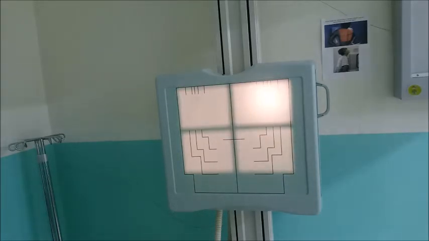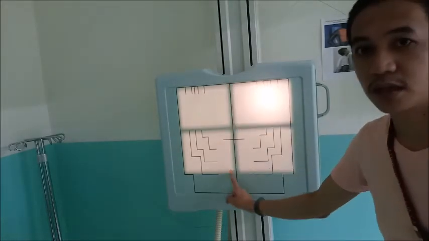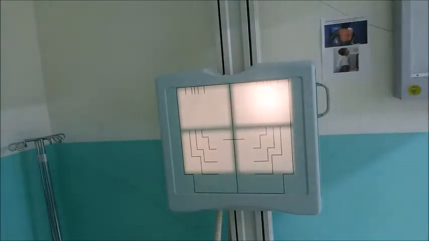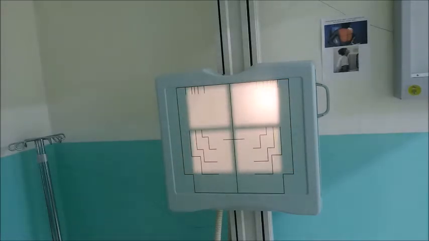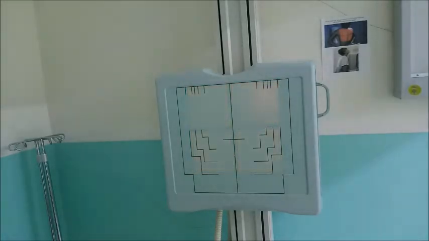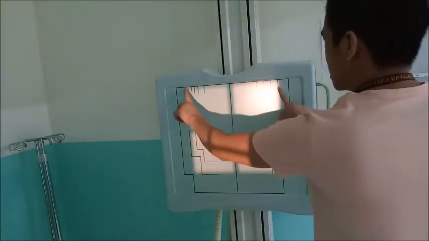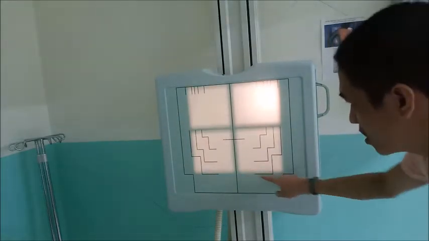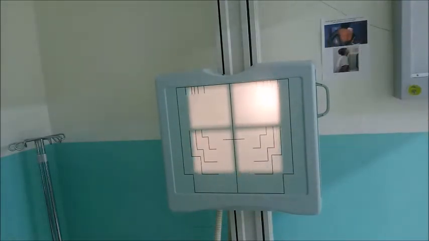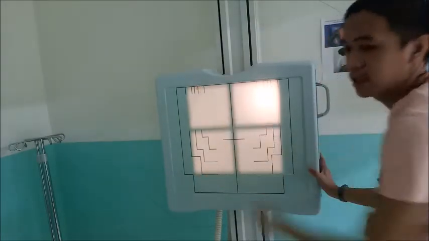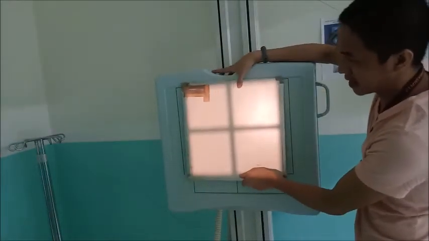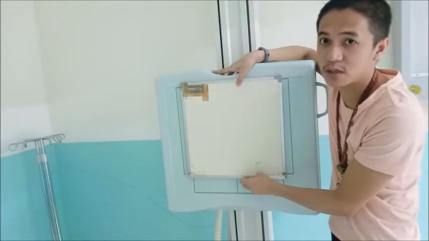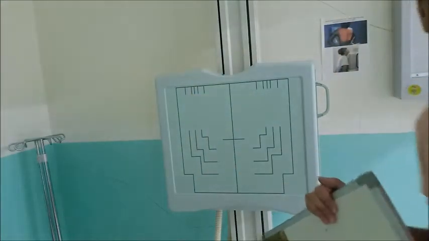So we have the central ray, the center of our beam. And then we can adjust the lateral portions. That means the exposure reaches only up to the lateral portion of our cassette, and also the inferior portion only reaches here. And you can still adjust it. So it reaches here and here. So that means if we put in the cassette, the collimation of 14 by 14 follows the lines.